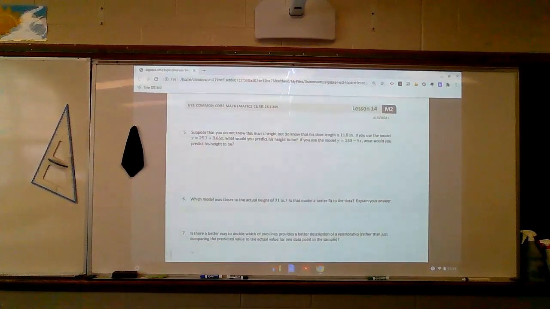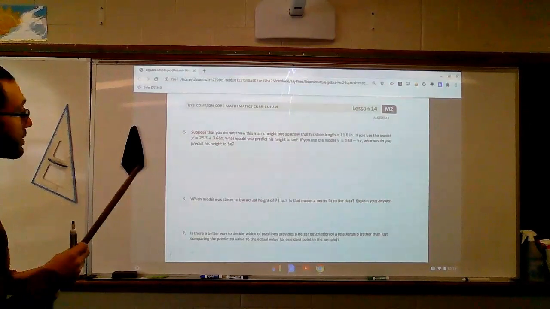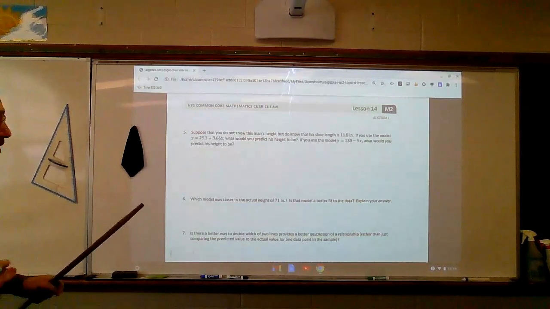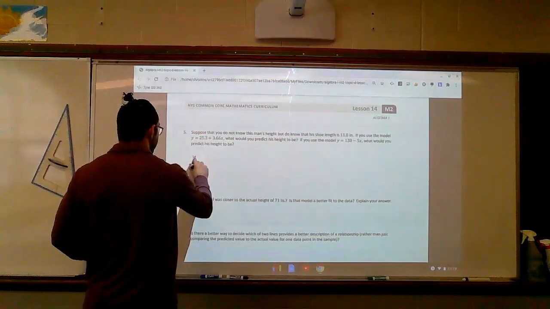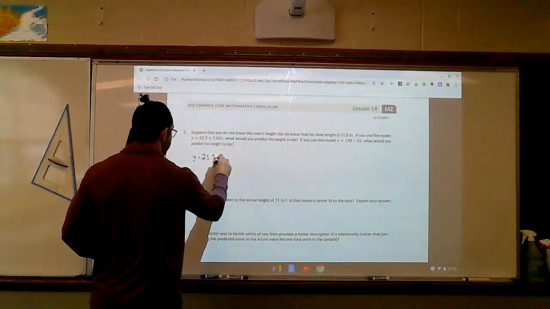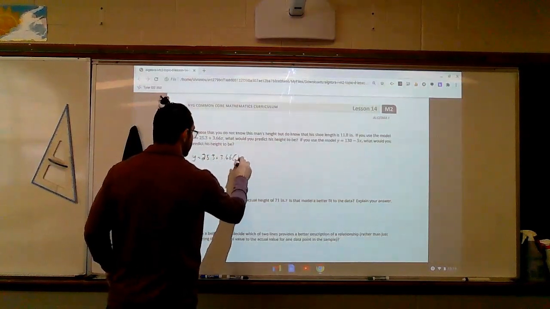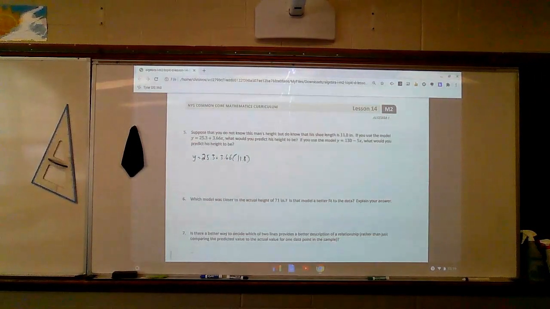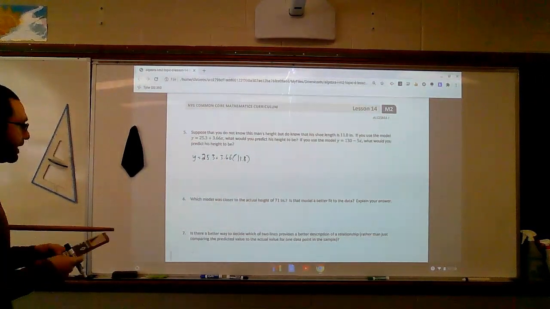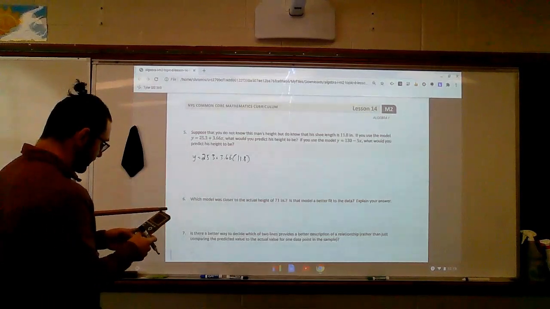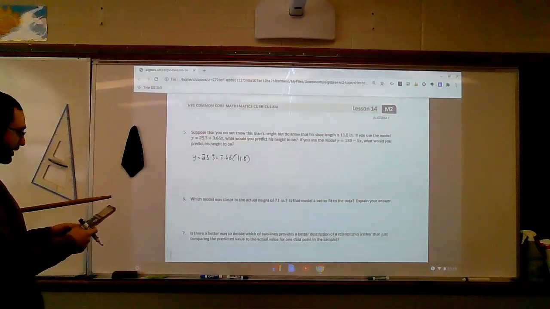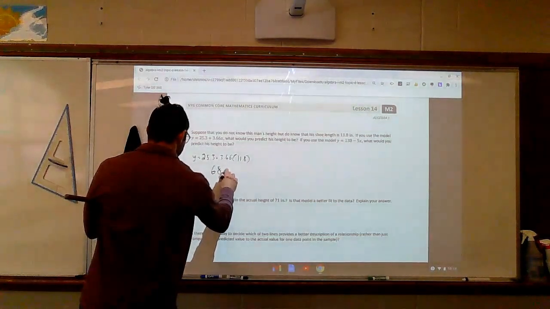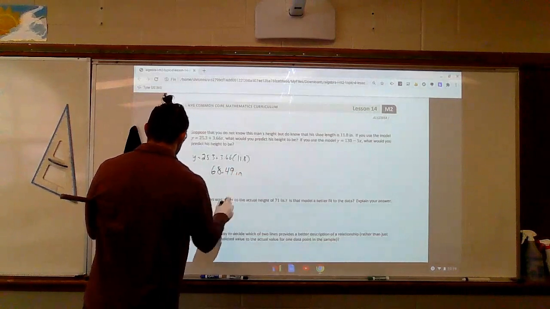Suppose that you do not know this man's height, but you do know that the shoe length is 11.8 inches. If you use this model, what would you predict his height to be? I have y equals 25.3 plus 3.66 times 11.8. Why am I substituting that in? Because my x, which is my shoe length, is 11.8. 11.8 times 3.66 plus 25.3 gives me a height of 68.488, which I'm going to round to 68.49 inches.